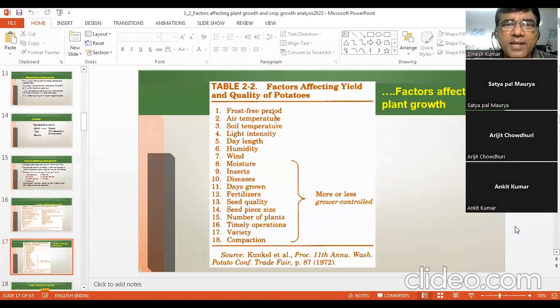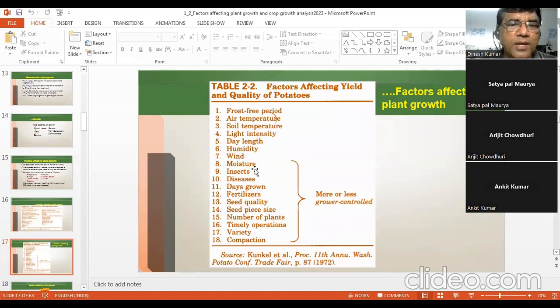See, factors affecting yield and quality of potatoes. I am just exposing you to what kind of factors can affect our yields. So you can see certain factors are controlled by the growers, farmers. From point number 8 in the list, you can see 8 to 18 can be controlled by the growers, by the farmers. But 1 to 7 are beyond the control of the farmers, like frost-free period, air temperature, soil temperature, light intensity, day length, humidity, wind. No control.